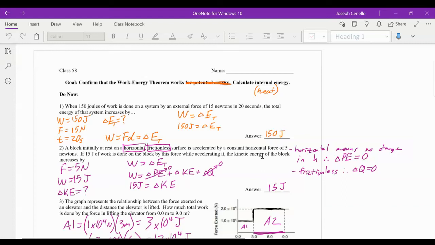Class 58 here. So let's get into it. The first page is just working with the work energy theorem. Second page, we talk about some new stuff.